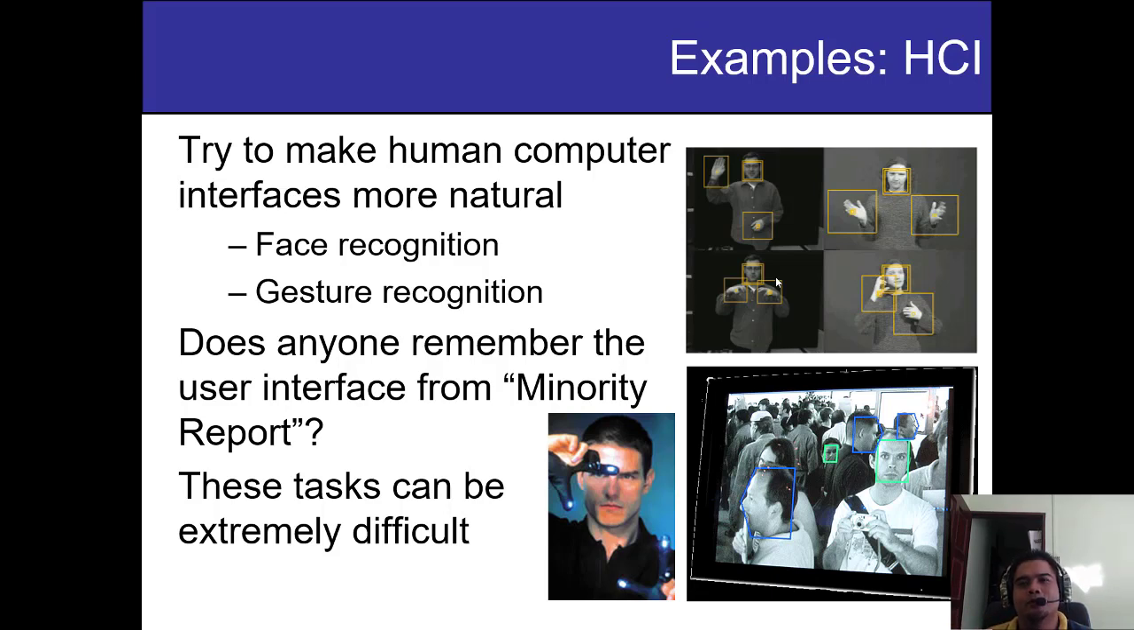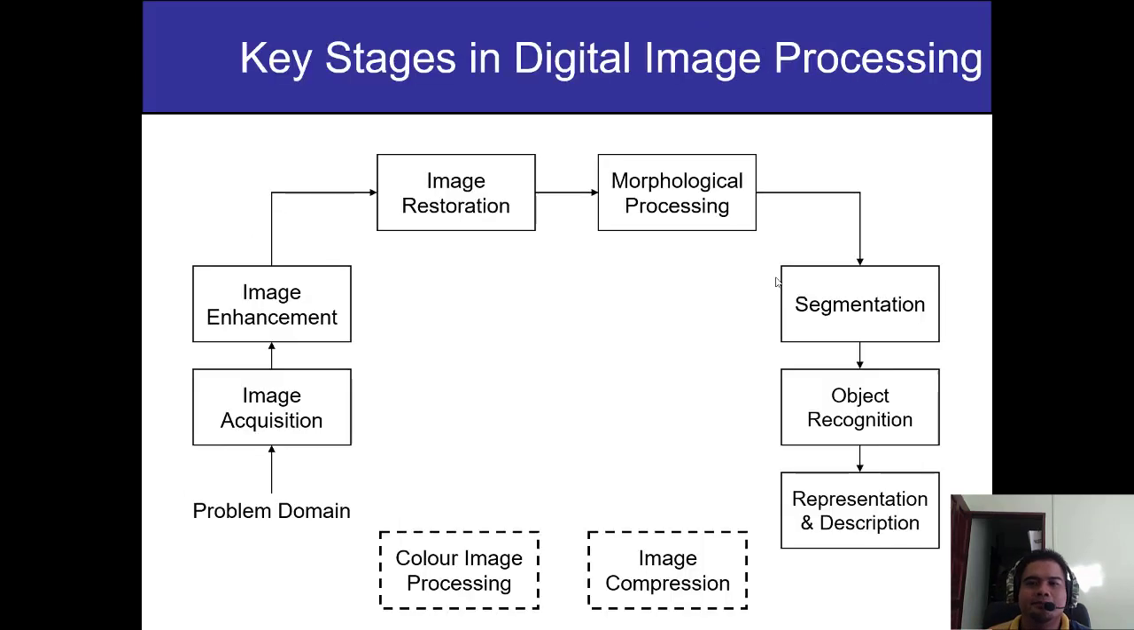Actually, that is also the contribution of image processing. Of course, not just image processing; it should be integrated with artificial intelligence as well. So this is the key stage in digital image processing. Like I said before, each and every box here represents a chapter. We will cover image enhancement, image restoration, as well as segmentation and morphological processing.